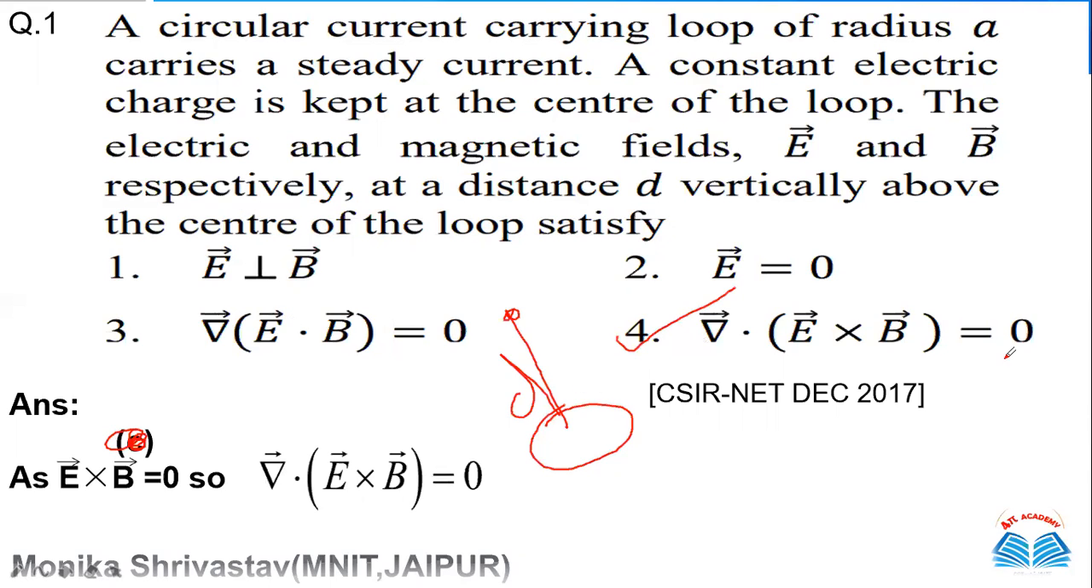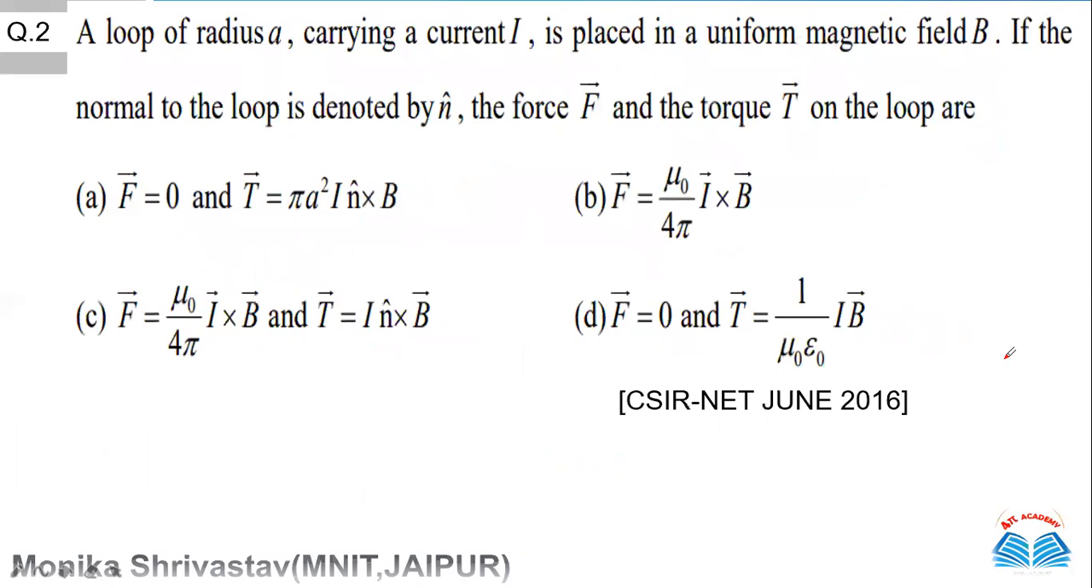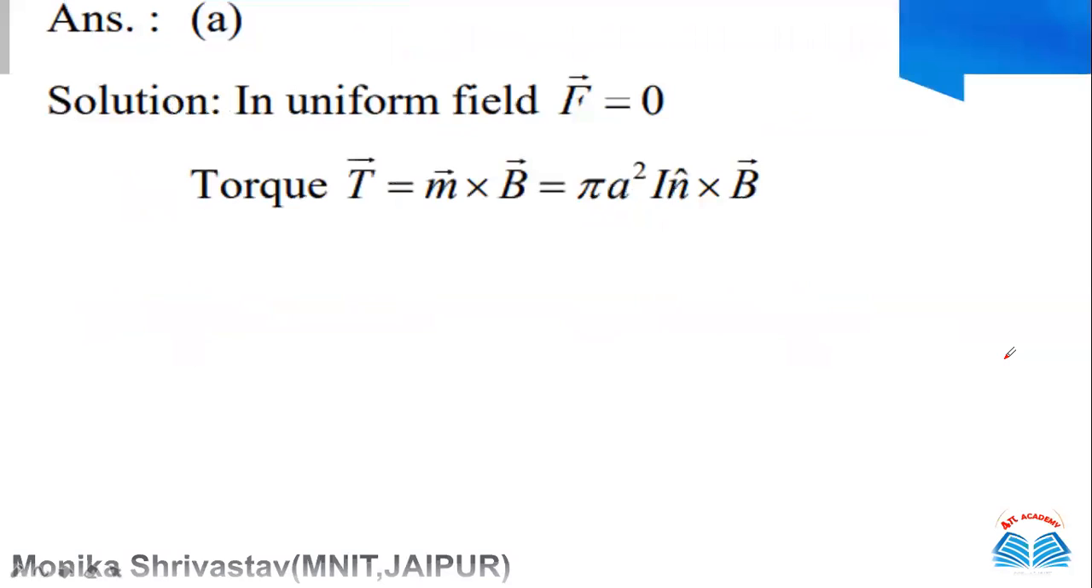Okay. The next question: a loop of radius A carrying a current I is placed in a uniform magnetic field B. If the normal to the loop is denoted by n cap, the force F and torque T on the loop are. So there is a current carrying loop having radius A. We applied some uniform magnetic field B, and we wish to calculate the force and torque on that loop. So how can we calculate that? For a loop, the force is equal to 0 because the loop cannot move in a circular direction, right?